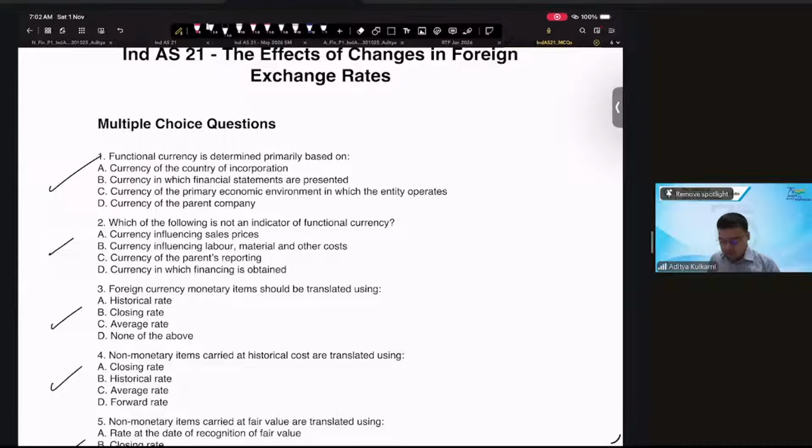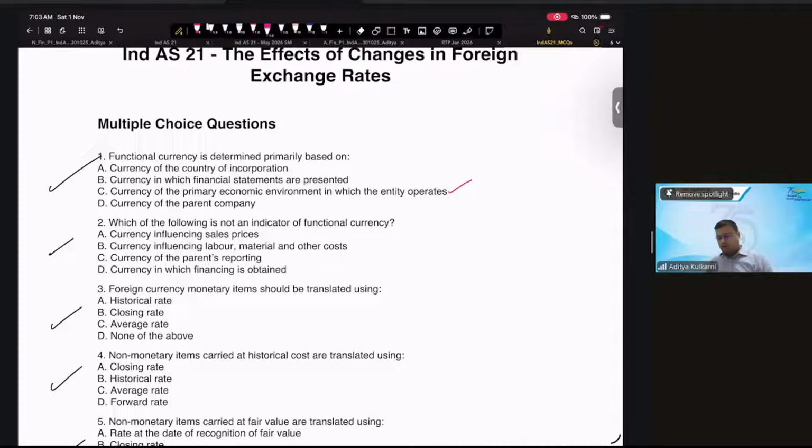Yes. So question number 1, functional currency is determined primarily based on. Yeah. So please tell me. Currency of the primary economic environment in which the entity operates. Yes. Others all agree, right? Bibhu? Yes. All right.